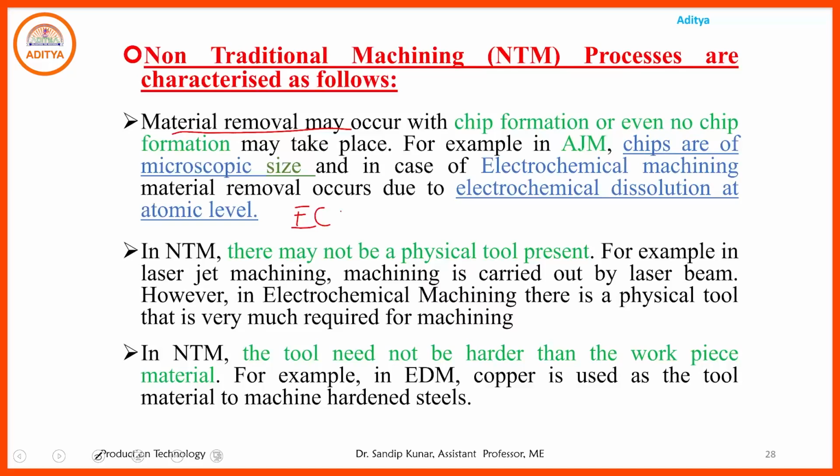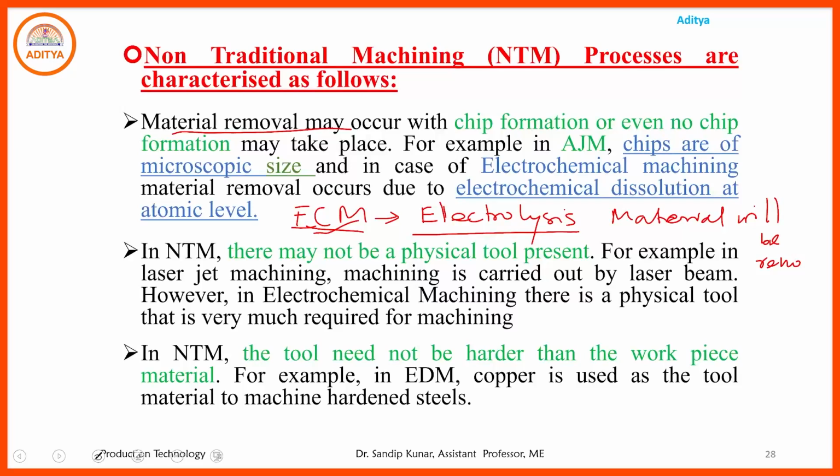In ECM, electrochemical machining, the metal is removed by the electrolysis process. That is the main principle of ECM. Here the material is removed at the atomic level, so no chip will be formed.